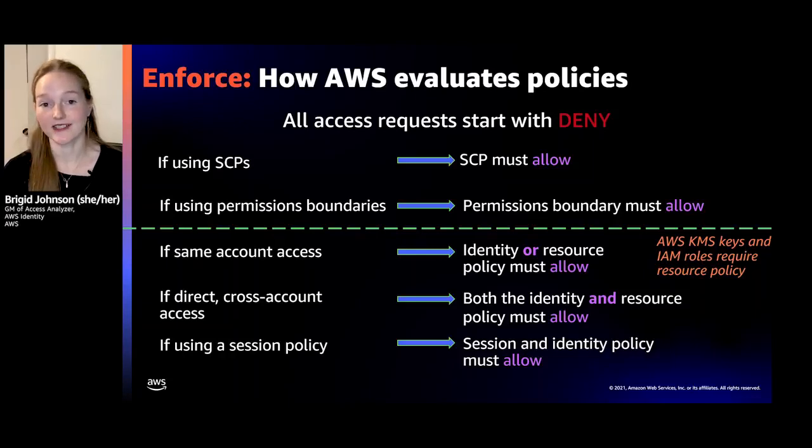For direct cross-account access, both the identity policy and the resource policy must allow. We think about this as like the hotel room with the two doors that need to open. The resource policy must say, yep, we're good, and the identity policy must say, yep, we're good, and then access will be granted. And if you're using a session policy with roles, the session policy must allow and the identity policy must allow. All right.